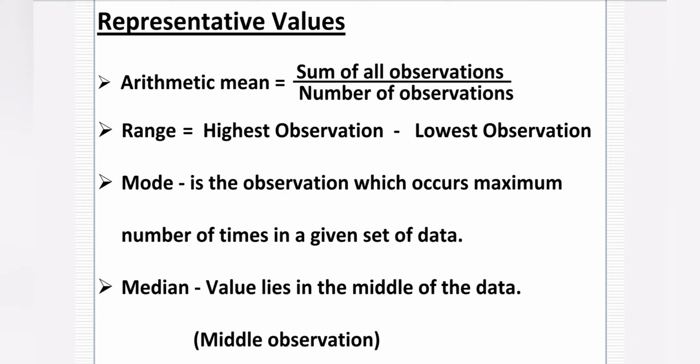Now, children, you will understand how to find mean, mode, range, and median of the data when we will solve sums from exercise 3.1 and 3.2. Understood, children? Are you getting? Now, these are the 4 different representative values. Which are they? Correct. Arithmetic mean, range, median, and mode. Okay, children? Fine.